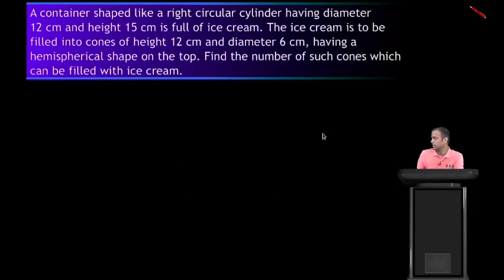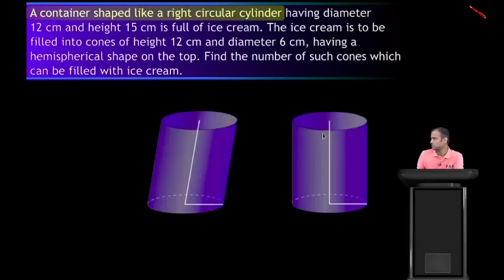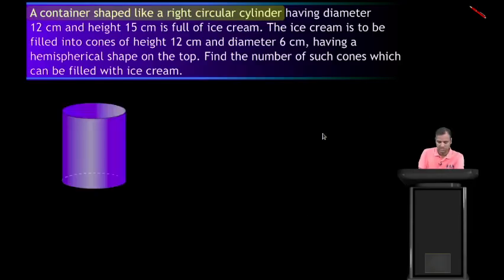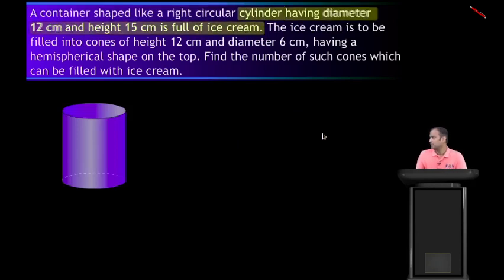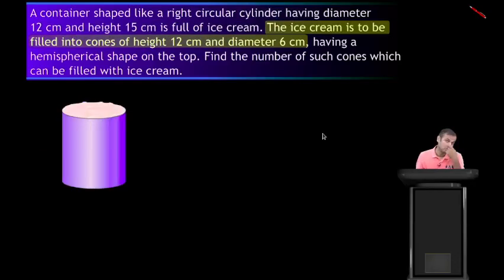A container shaped like a right circular cylinder having diameter 12 centimeter. First we have to imagine which kind of shape this is. So it is a right circular cylinder. We can take this cylinder, its radius and height are given to us. So radius is half of 12, which is 6 centimeter. H is 15. It is full of ice cream. So we have to find the volume of the cylinder, and then it is filled into cones of height 12 centimeter.